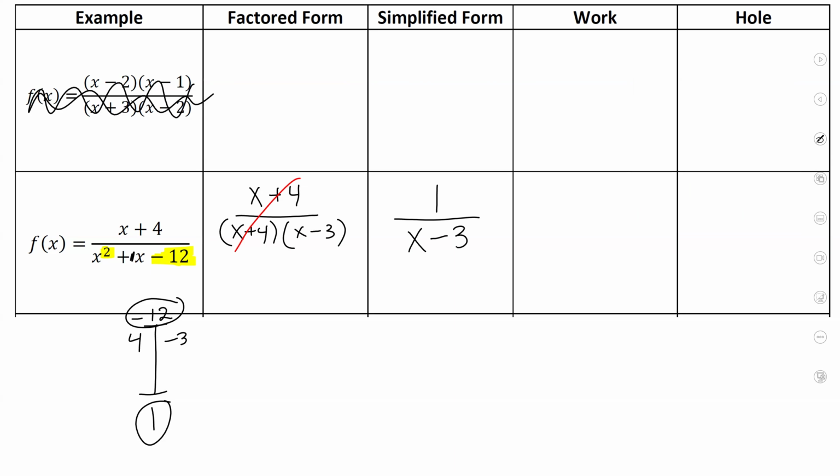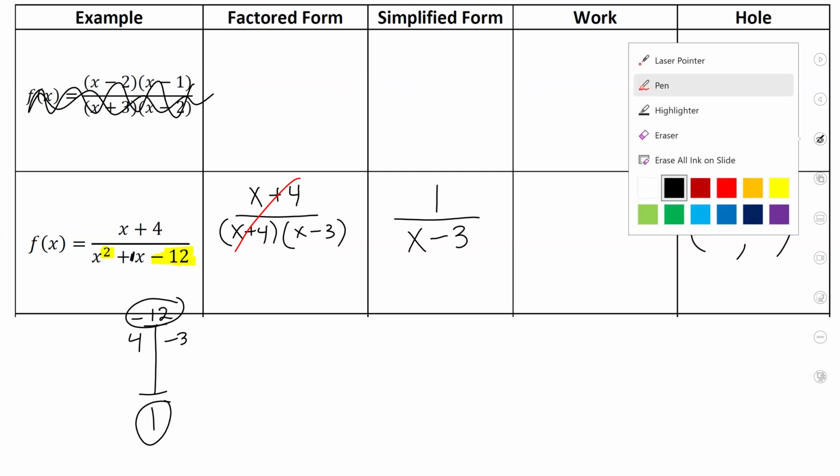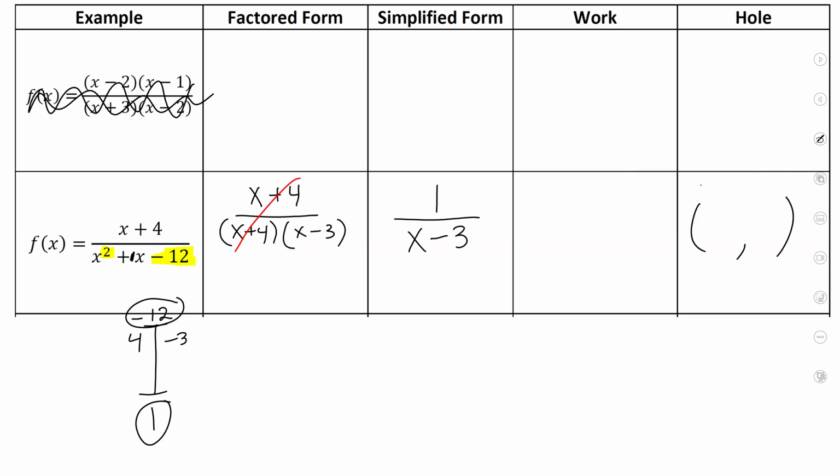Now we're going to show some work. I want to know what the x value of the hole is. Whatever we canceled out, x plus 4, set it equal to 0. So what is x equal to? -4, because we subtract 4 from both sides. So that is the x value of the hole.